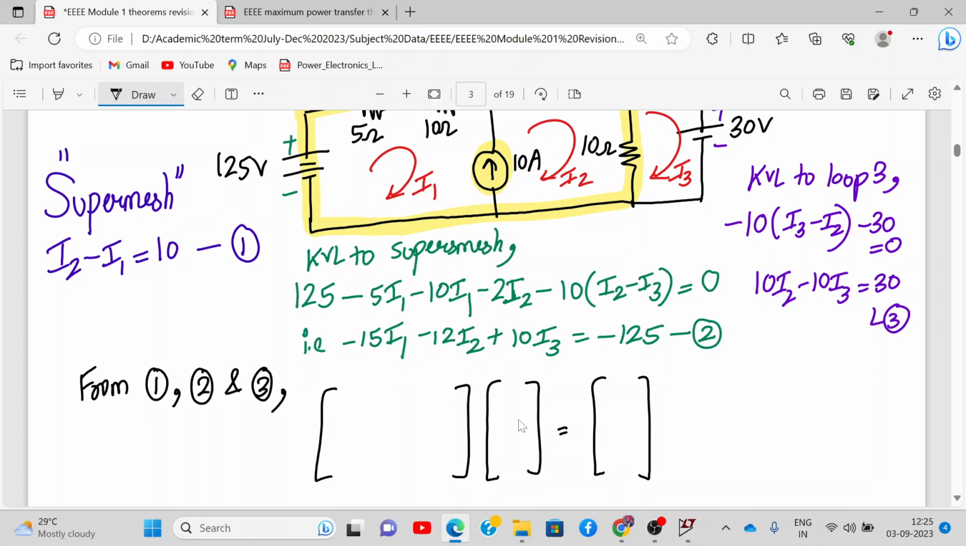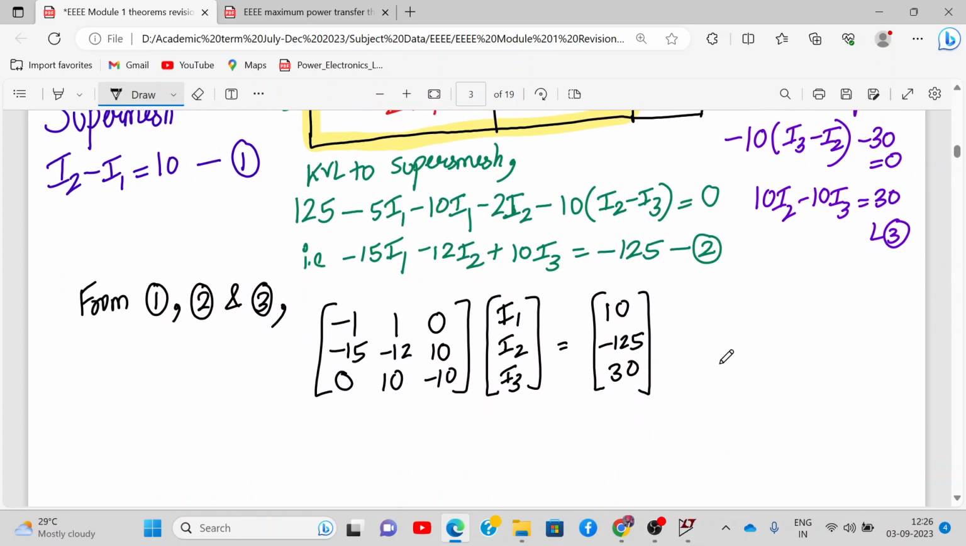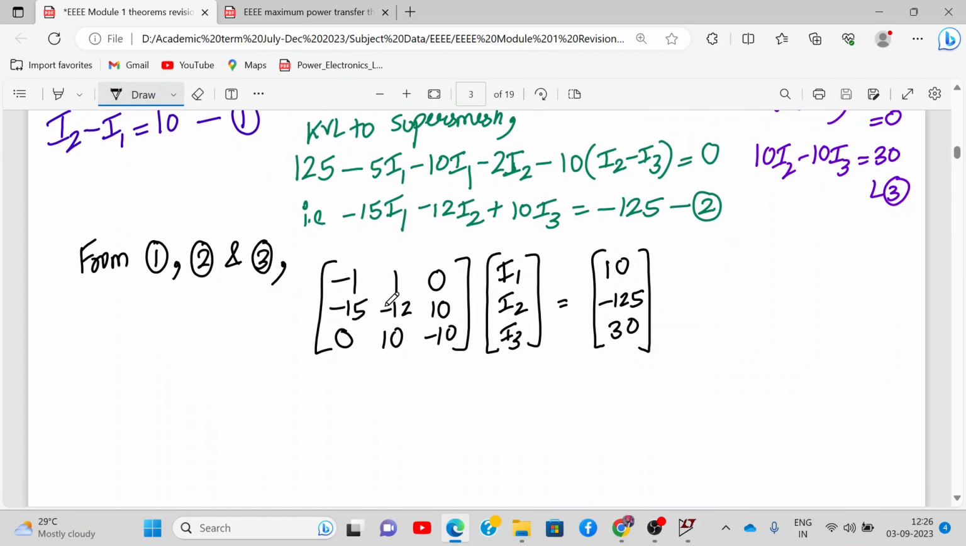Coefficients you should write. So I1 coefficient first, then I2, then I3. So for equation 1 it is minus 1, 1, 0, 10. For equation number 2 it is minus 15, minus 12, 10, minus 125. For the third one I1 is absent, so it is 0. This is 10, minus 10, 30. Did you all understand how we write this? Yes or no? Yes, sir. Now solve this simultaneously. Put these coefficients in your calculator and let me know I1, I2, I3.